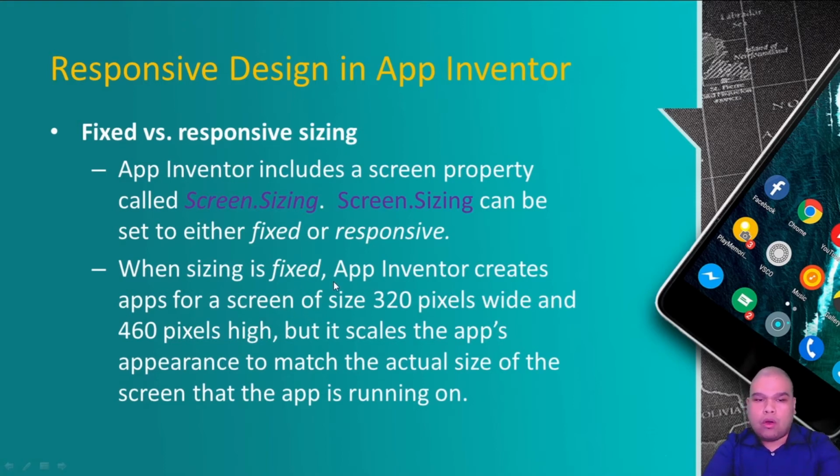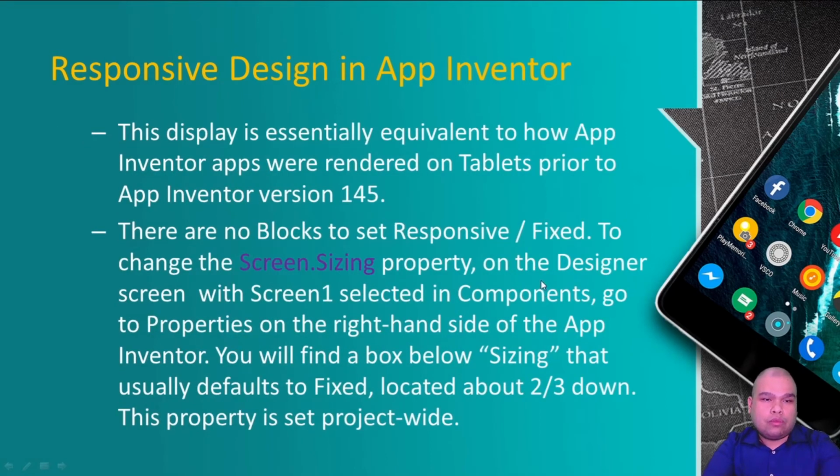We want your mobile application, okay, to be responsive. It will adapt to the size of the screen of your mobile device that you're using. Okay. So this display is essentially equivalent to how App Inventor apps were rendered on tablets prior to App Inventor version 1.4.5. There are no blocks to set responsive or fixed. To change the screen sizing property on the designer screen, with screen 1 selected in components, go to the properties on the right side of the App Inventor. You will find a box below sizing that usually defaults to fixed, located about 2/3 down.